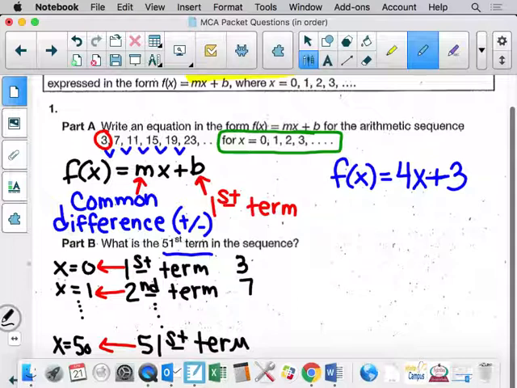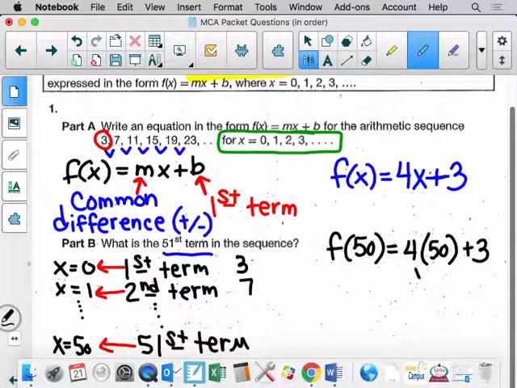So now we can go back to our equation, use our function notation, plug in 50 where the x is and simplify it. 4 times 50 is 200, plus 3 is 203. So the 51st term in our sequence will be 203.